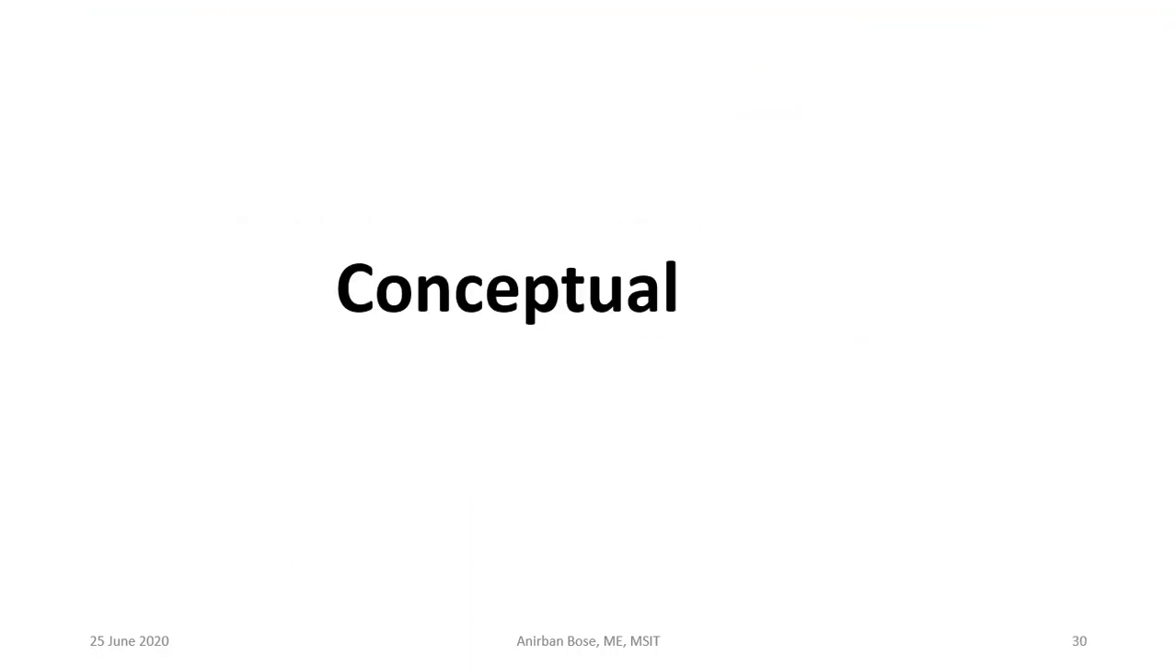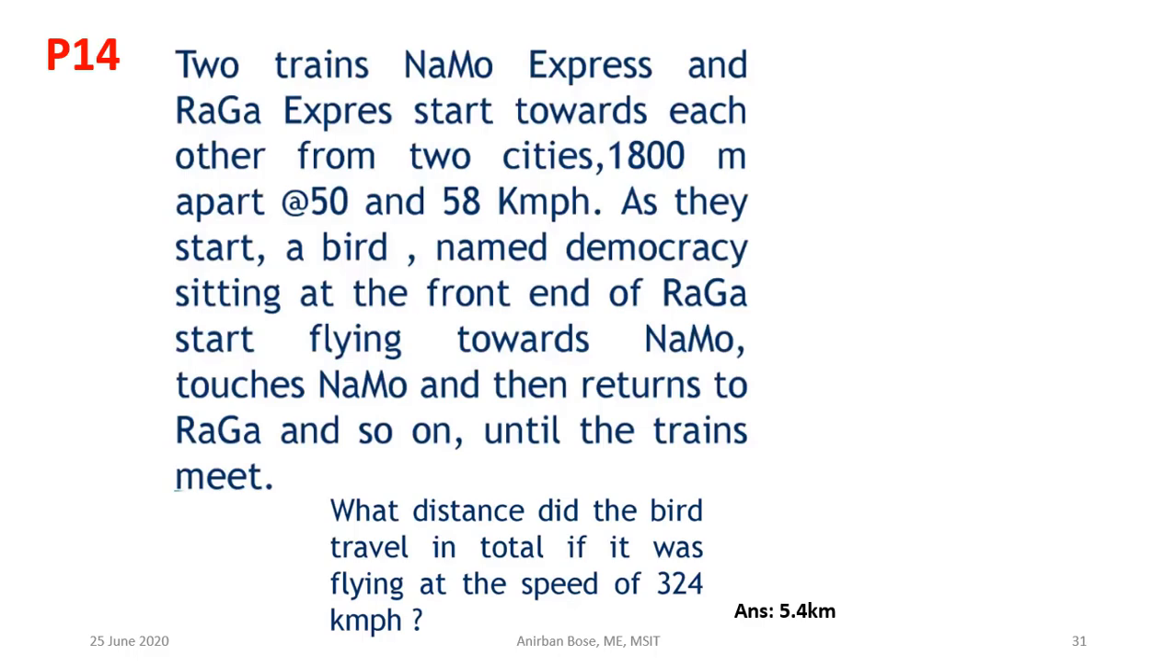Now let us see some of the conceptual problems. Let us first see this particular problem. Here the statement is: two trains, Namo Express and Raga Express, start towards each other from two cities. Let us consider this is one city, city A, and this is another city, city B. From this city one train started, from the other city another train started, and they are moving towards each other.